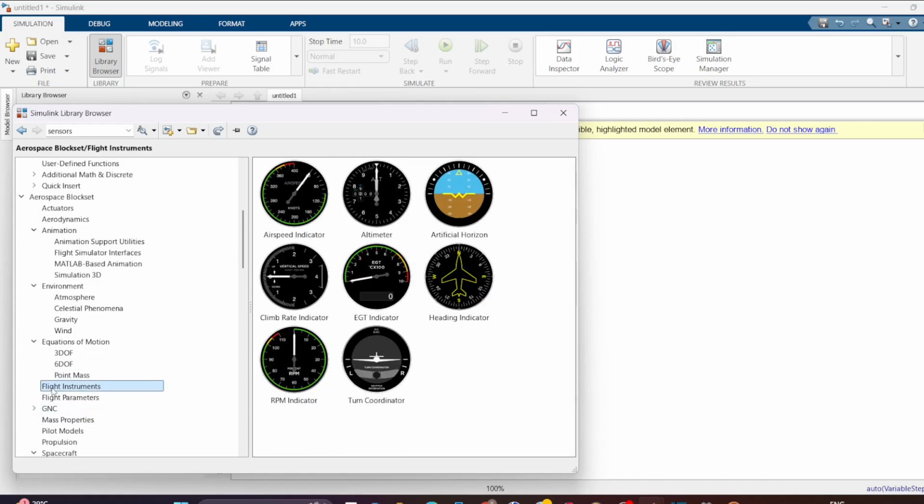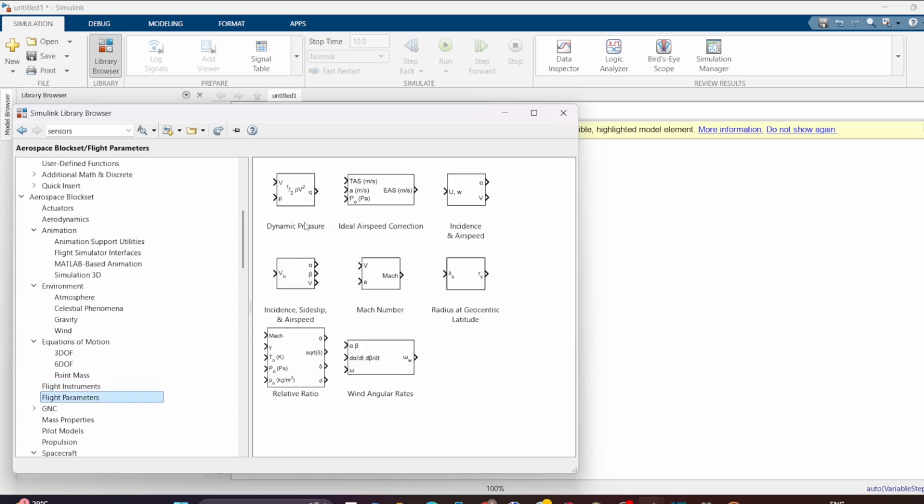Then we have flight instruments. Here you can see airspeed indicator, altimeter, aircraft altimeter, artificial horizon, EGT indicator, climb rate indicator, heading indicator, RPM indicator, turn coordinator. Actually, this one is a special block. Then we have flight parameters. In flight parameters, we have dynamic pressure, ideal airspeed correction, incidence and airspeed, incidence, sideslip and airspeed, and the others.